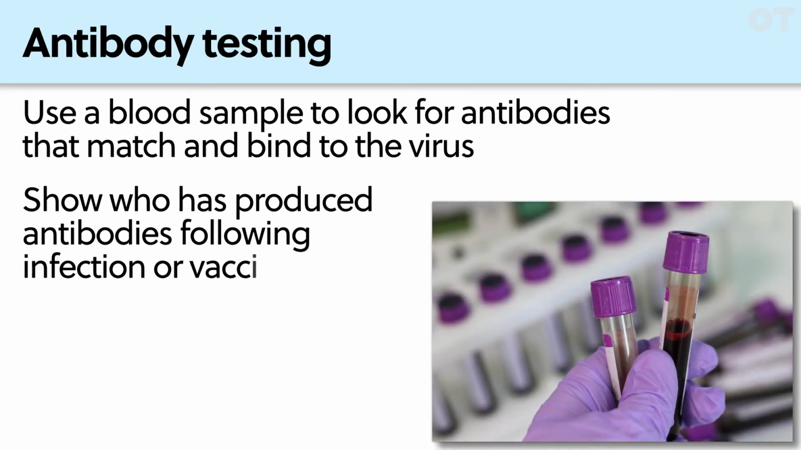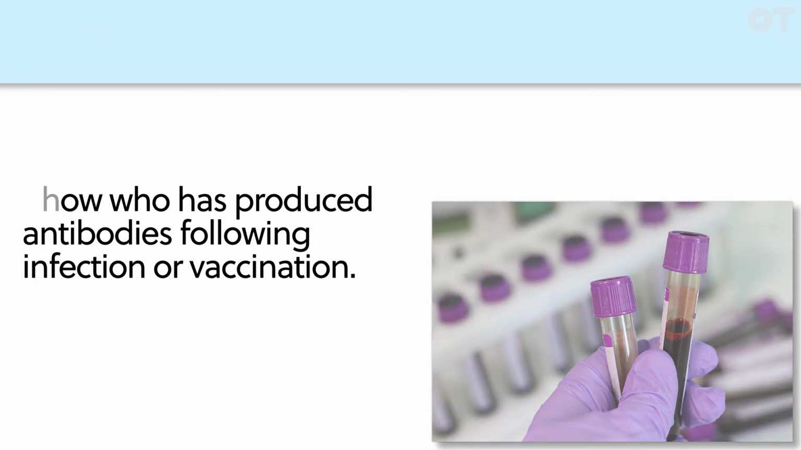The other form of testing that is out there at the moment is antibody testing. And that looks at the blood samples taken from patients to see if they have antibodies that match and bind to the virus. These will be produced by people who have been previously infected, or potentially from people who have antibodies following vaccination. Obviously, as more of the population is vaccinated, the ability to look for antibodies purely from those who had the disease before becomes a little bit more difficult.